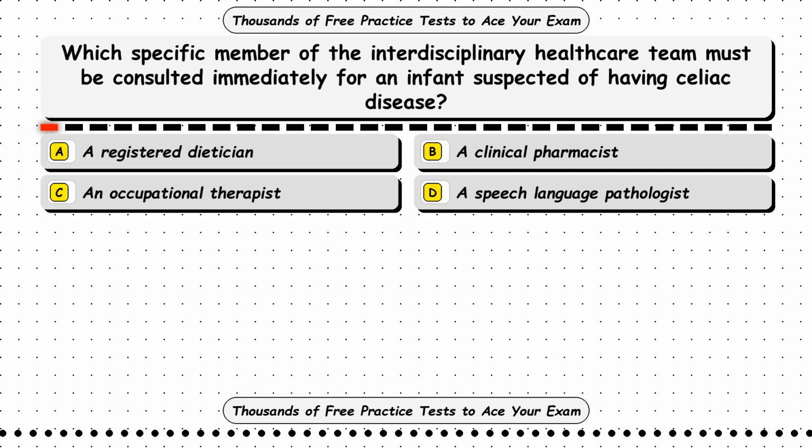Question 100. Which specific member of the interdisciplinary healthcare team must be consulted immediately for an infant suspected of having celiac disease? Option A. A registered dietitian. Option B. A clinical pharmacist. Option C. An occupational therapist. Option D. A speech-language pathologist.